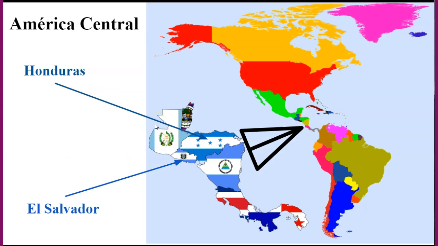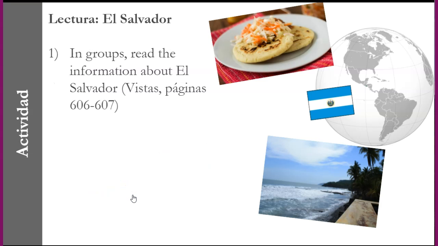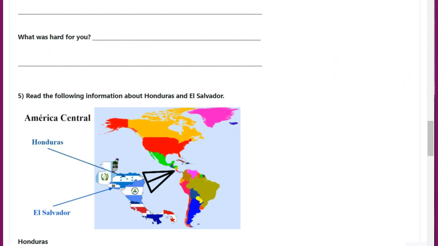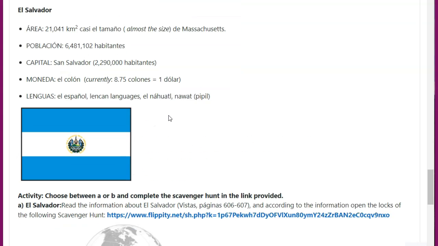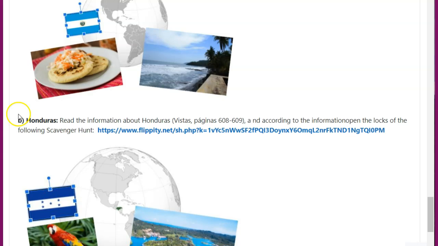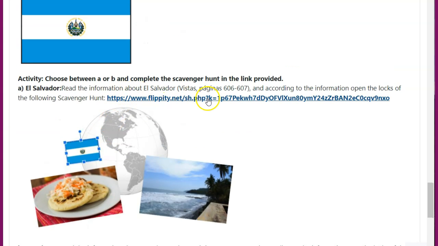So where are they located? They are located in Central America. Here, if you can see in this green is Honduras, and then this little one here in black is El Salvador. So I want you to choose either El Salvador or Honduras. So choose between A or B, A El Salvador, B Honduras, and read Vistas.